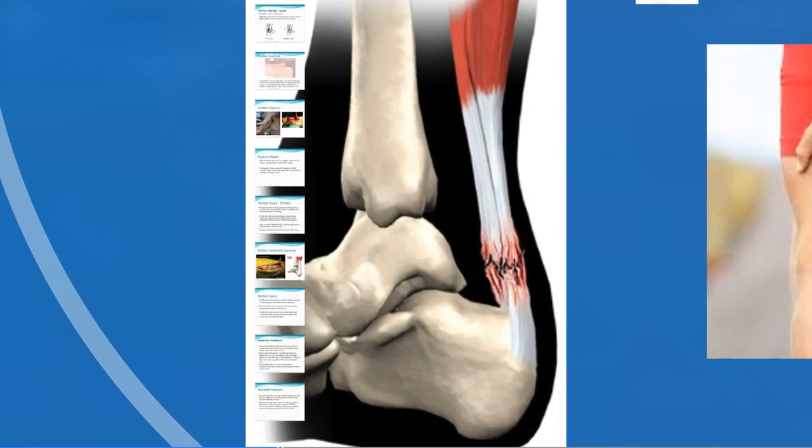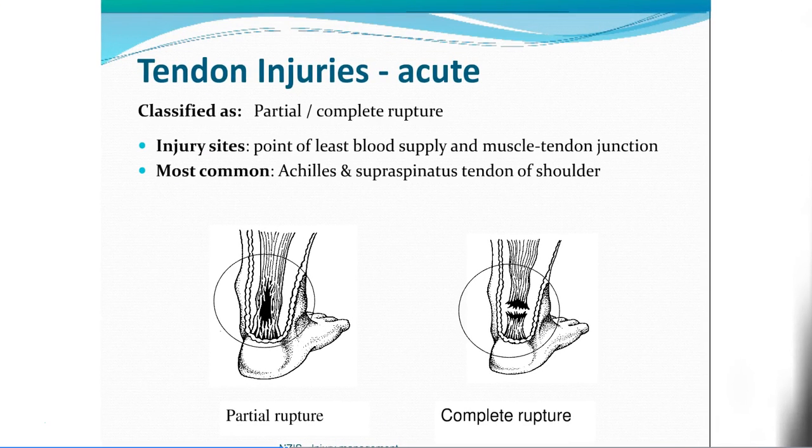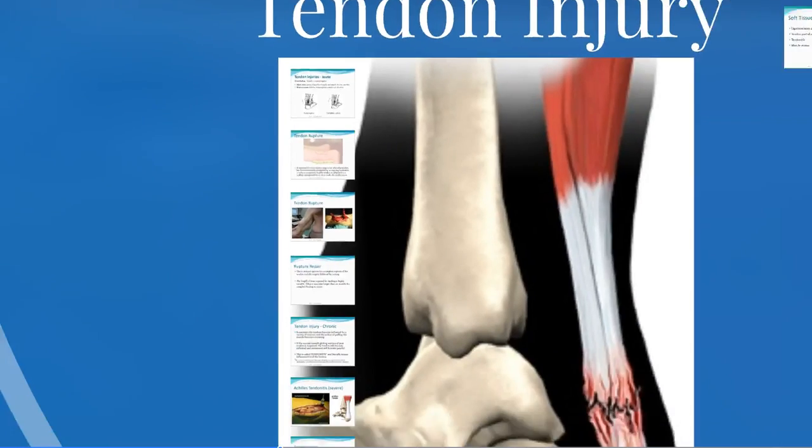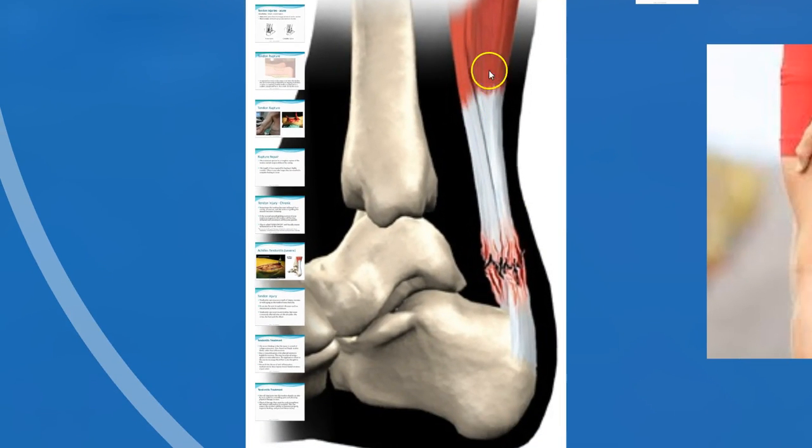Okay, so tendons connect muscles to bone, and you can see here an Achilles tendon or calcaneal tendon with a complete rupture at the base of it there, so it's pretty serious injury going on there too. Tendon injuries are classified as partial or complete ruptures, so either some minor tearing or a full tear. Injury sites are usually the point of least blood supply or the muscle tendon junction, which is where if we look at this one again over here, this would be the muscle tendon junction right here. This is a common place where injury occurs.